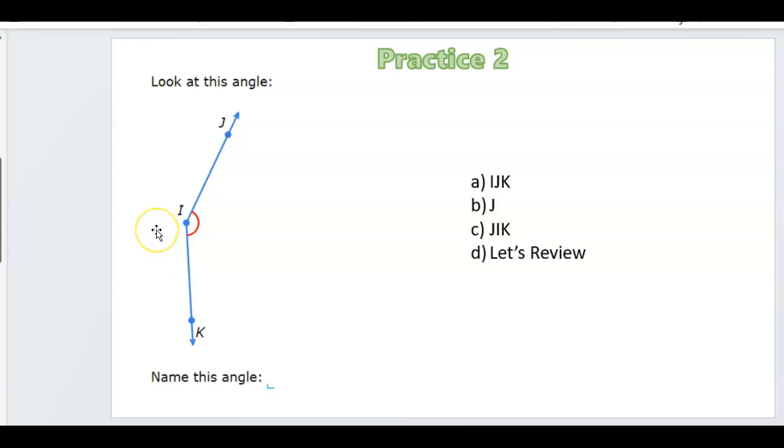I can also name it with three letters, but the I, or the vertex, has to stay in the center. So I can name this JIK, which is one of our answer choices. So that's our answer there. I could also name this KIJ, which is not one of the answer choices, but had it been, that's another way to name the angle. All right, so that's our parts of an angle, what an angle is, naming an angle.